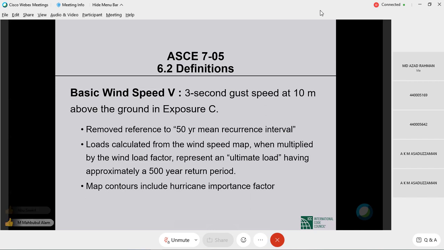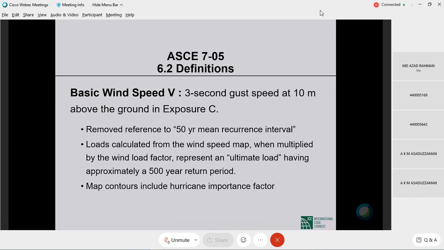So in AC7, unlike in BNBC 2020, the definition of V is 3-second gust speed 10 meters above ground of exposure C, which is exposure B in BNBC. That part is identical. 3-second gust speed 10 meters above ground of exposure C, as long as you understand C is B of BNBC. Now, the reason I left this slide in and left the AC7 title in is that in BNBC, it is clearly said V corresponds to a 50-year return period. In AC7-05, there is no reference to 50-year return period. That was removed. AC7-02 had that.